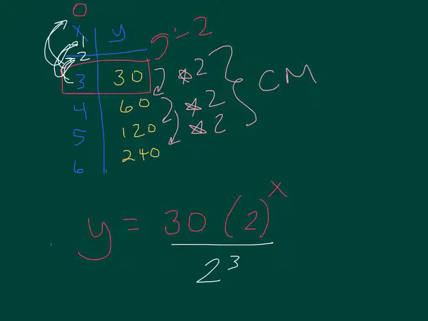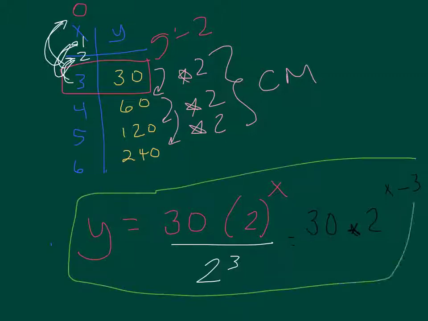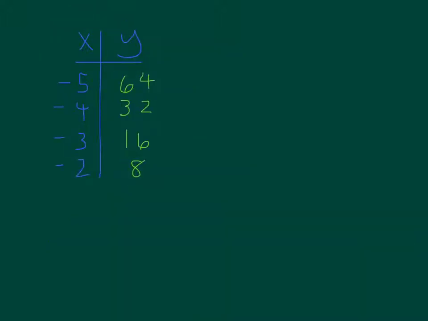And what you have found today with Ms. Horn is another way to think about this, that when you see this, you also could write this as 30 times 2 to the x minus 3. And these are exactly the same thing. But that this over 2 to the third is the same thing as 2 to the negative third. I'm going to give another example just in case.